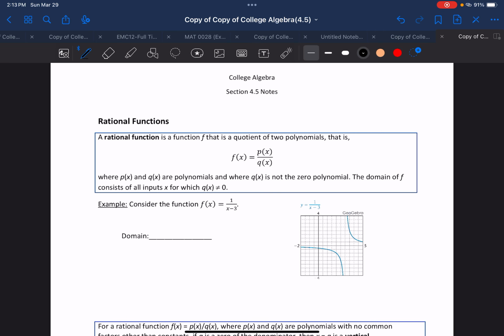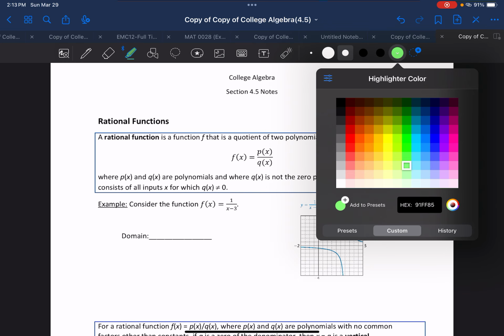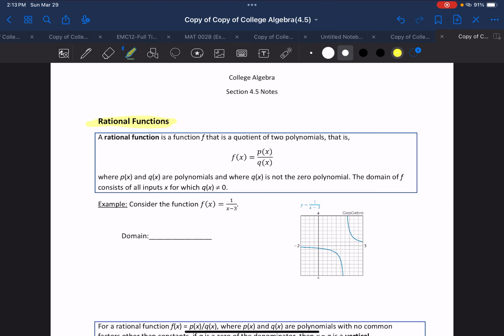Okay, so in this video, I'm going to be going over section 4.5. And section 4.5 is all about rational functions. So rational functions are any functions that have a fraction in them where the numerator and denominator are polynomials. And more specifically, it's any functions that have a variable in the denominator.